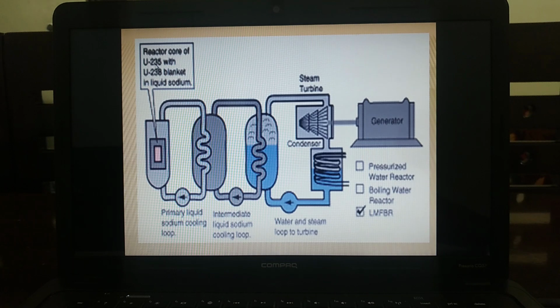The reactor core is made up of uranium-235 which is surrounded by uranium-238 which is immersed in liquid sodium. The water is heated by the reactor core. In a breeder reactor, liquid sodium is used as the coolant. The steam emitted from the water goes to the turbine. The hotter the steam, the faster the turbine rotates. As the turbine rotates, electricity is produced from the generator.